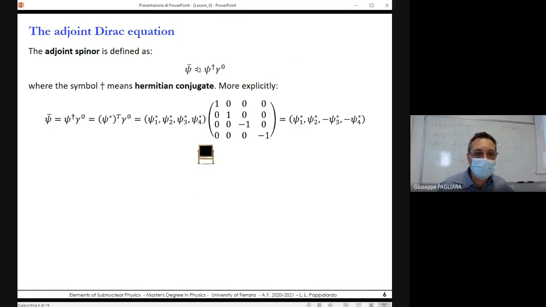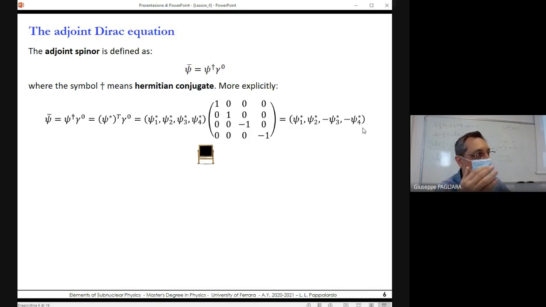So the adjoint spinor, which we indicate with this bar on top of it, is given by the Hermitian conjugate of the wave function, the spinor, times gamma 0. The symbol here, which we call dagger, means Hermitian conjugate, so it's the transpose of the complex conjugate, as you know. So we can make it even explicit here: we take the transpose of the complex conjugate of the spinor, we multiply it by gamma 0, and once you do this vector matrix multiplication, you end up with this form here of the adjoint spinor.